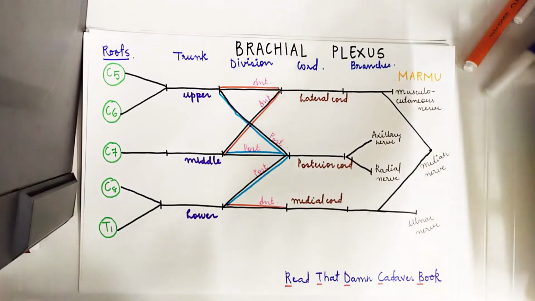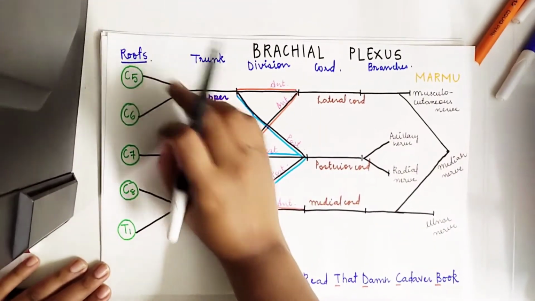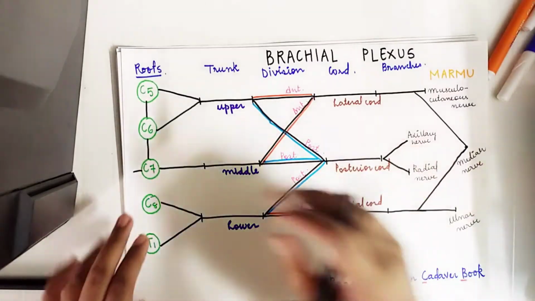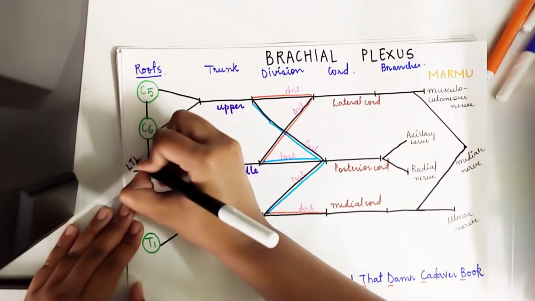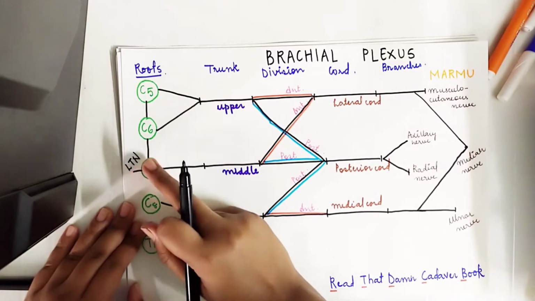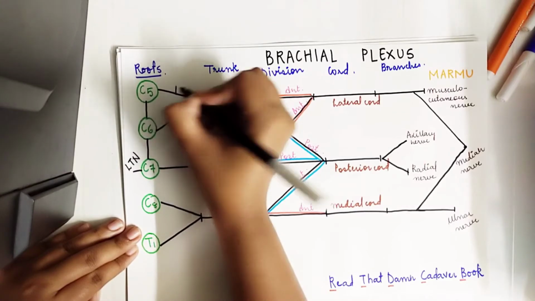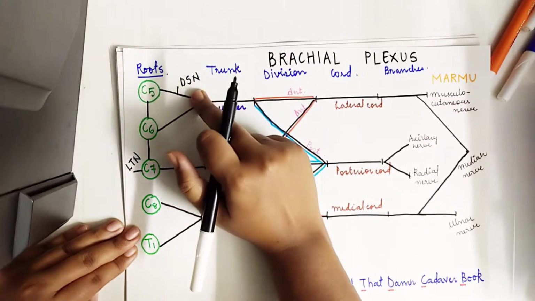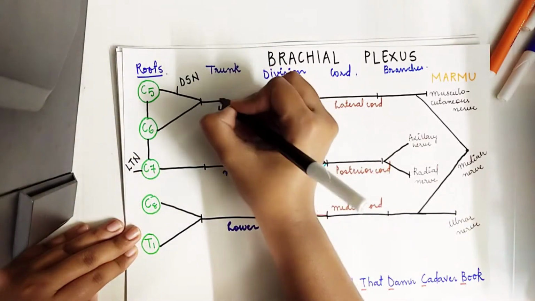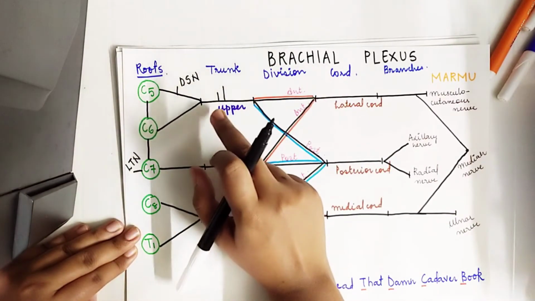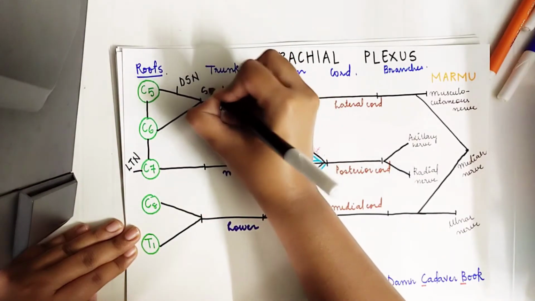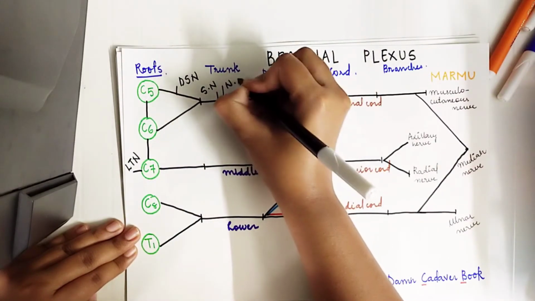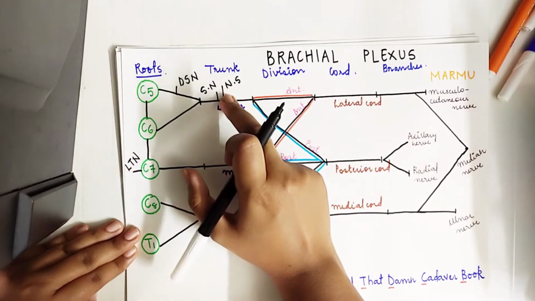These are the major branches of the brachial plexus. Now we will see the minor branches. From C5, C6 and C7, the long thoracic nerve emerges. From the root C5, the dorsal scapular nerve emerges. From the upper trunk, two nerves originate. First is the suprascapular nerve, and second is the nerve to subclavius.